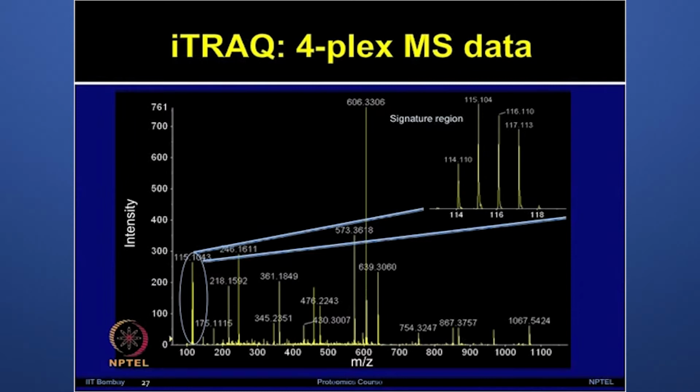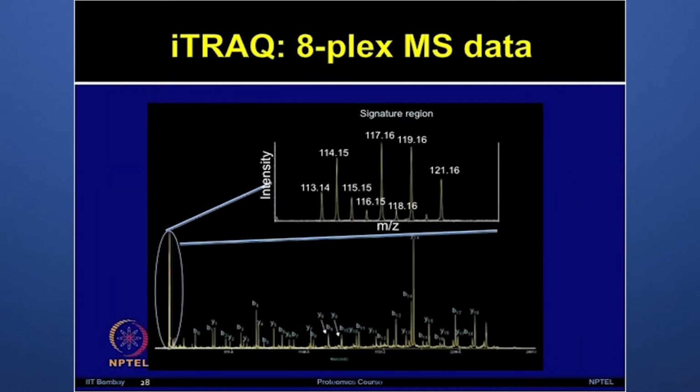The MS data is shown, and the MS/MS spectrum is showing the reporter region, the signature of these 4-plex iTRAQ labeled peptides: 114, 115, 116 and 117. Now, we will have a look at the 8-plex MS data.